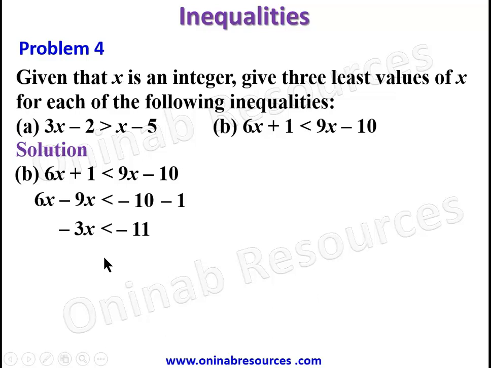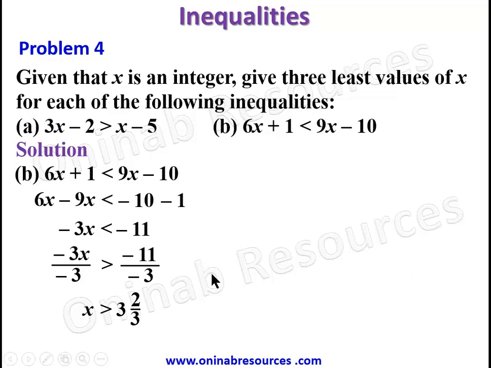Now we are going to divide both sides by negative 3. Because we are dividing both sides by negative 3, the inequality symbol here will be reversed. So we now have negative 3x divided by negative 3 greater than negative 11 divided by negative 3. So the negative 3 here divides the negative 3, we will be left with x greater than, this negative will cancel the negative here, we will be left with 11 over 3. Changing it to mixed fractions, we have 3 whole number 2 over 3.